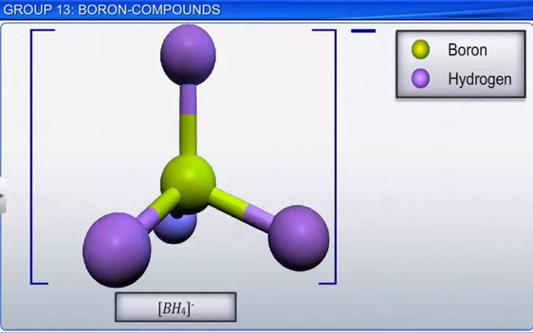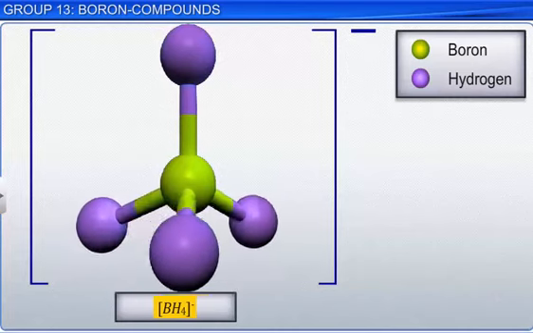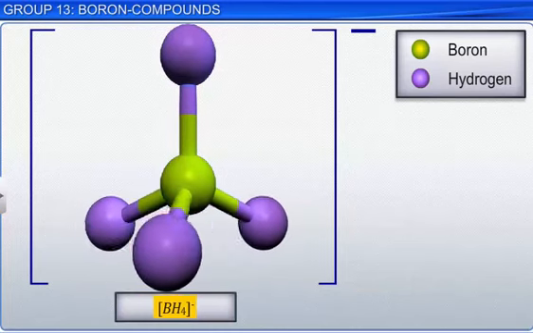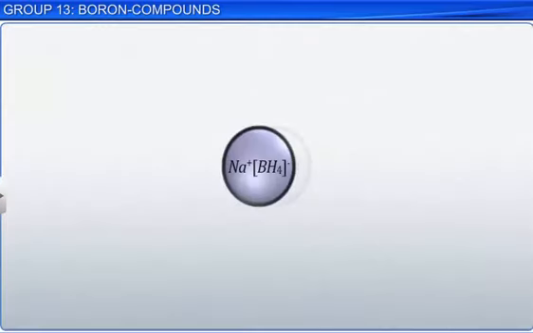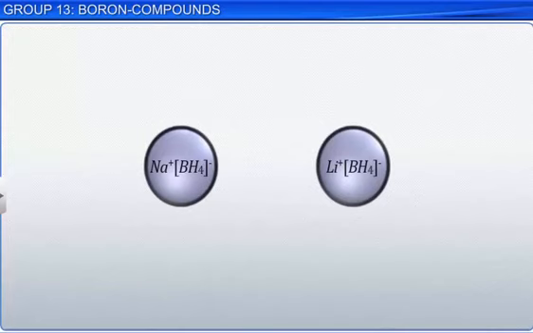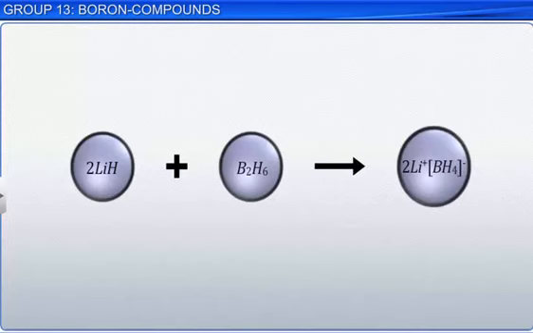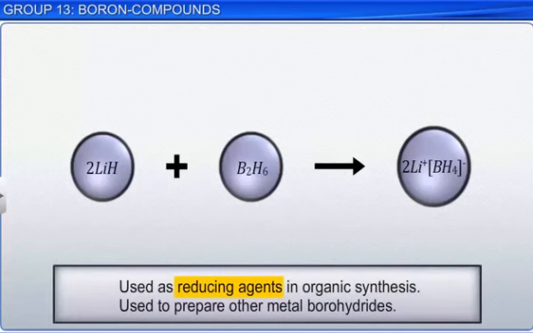Boron forms a series of hydridoborates. One such ion is the borohydride ion, BH4-, which has a tetrahedral geometry. Sodium borohydride and lithium borohydride can be prepared by reacting the metal hydride with diborane, as shown in the equation here. Borohydrides are good reducing agents. Thus, they are widely used in organic synthesis, as well as to prepare other metal borohydrides.